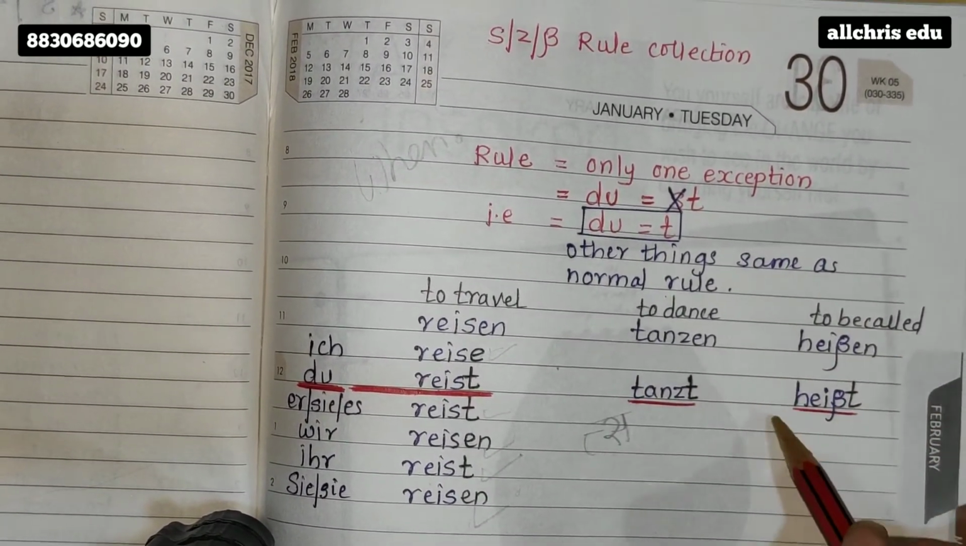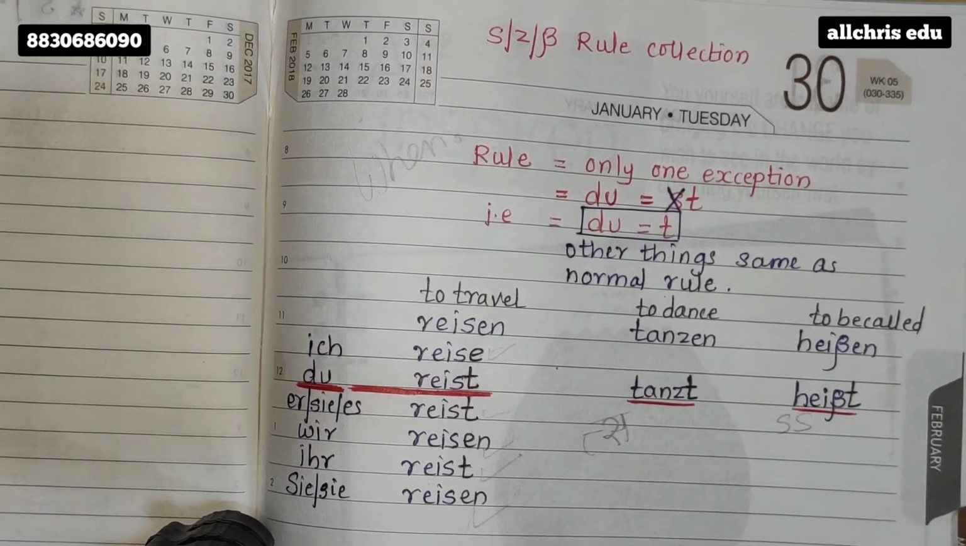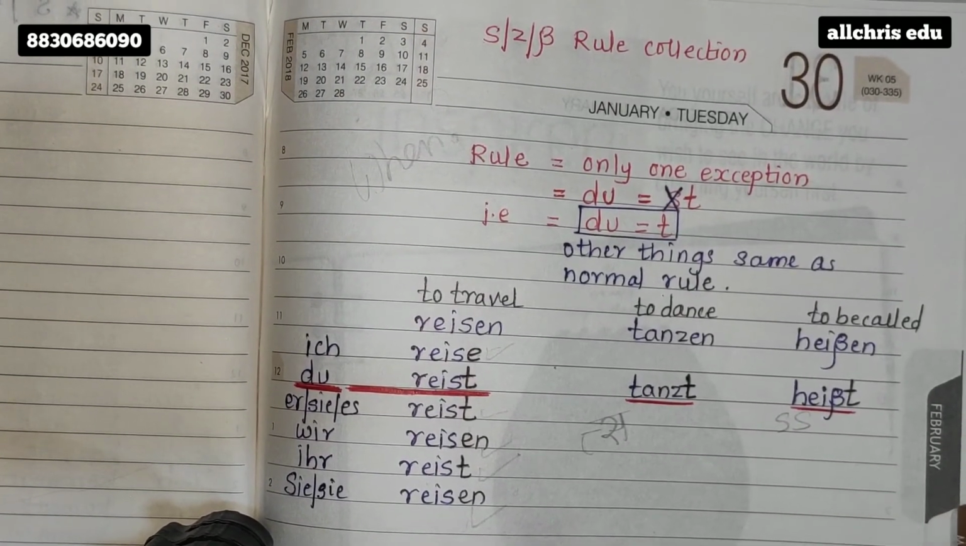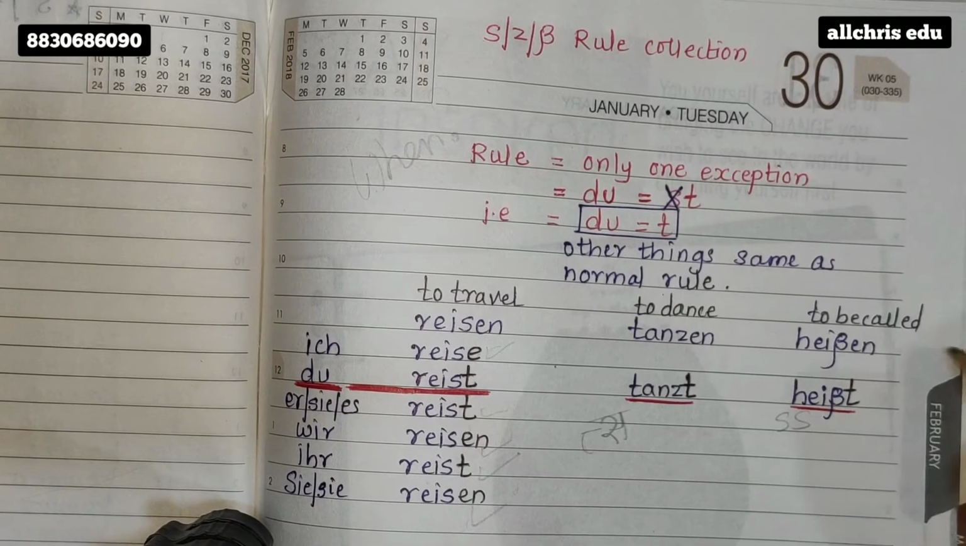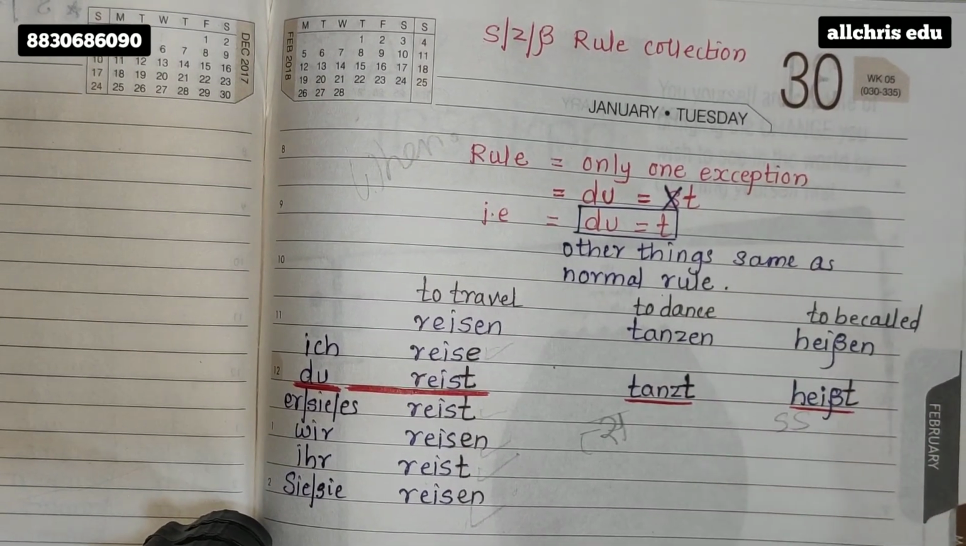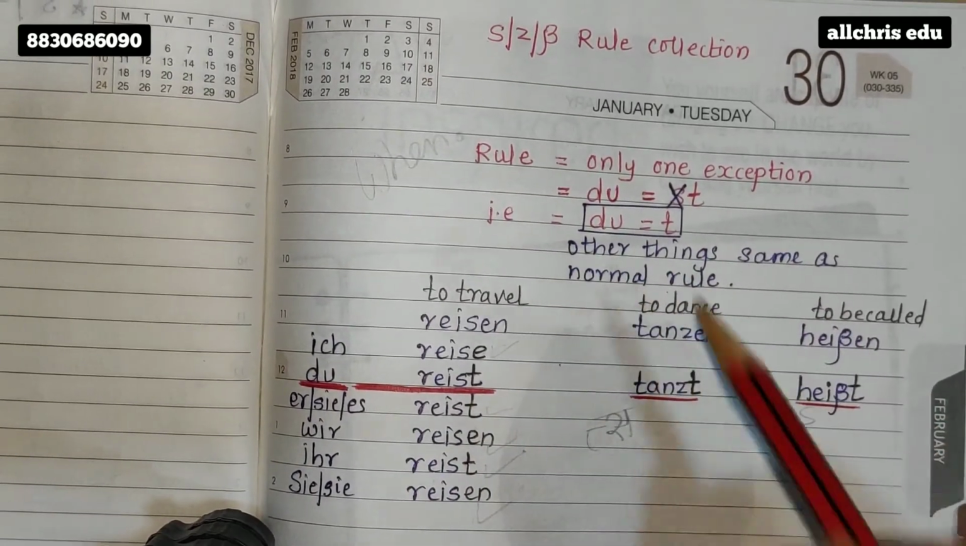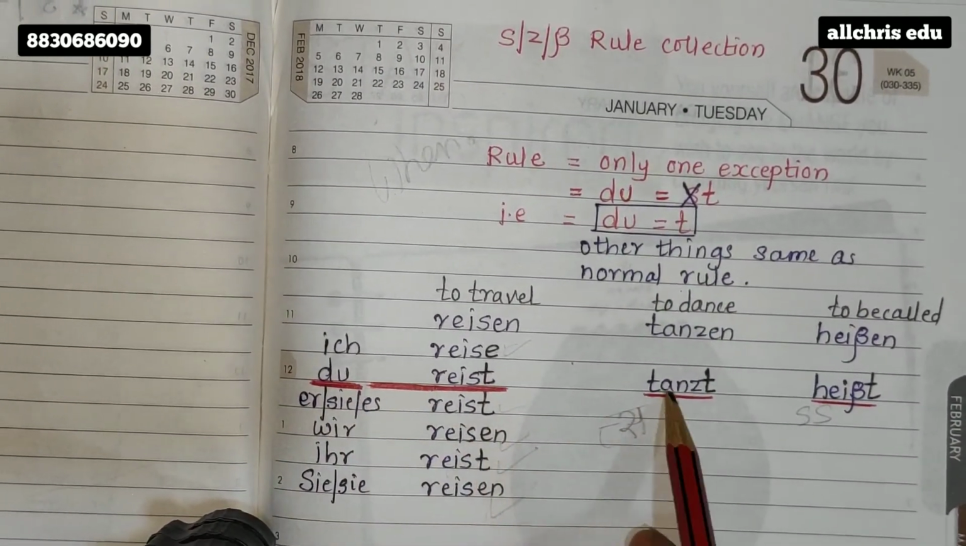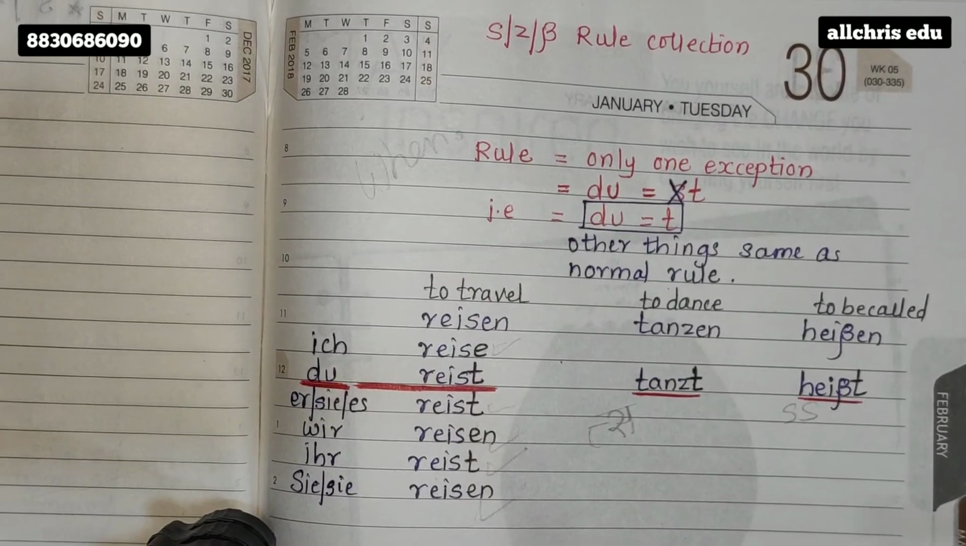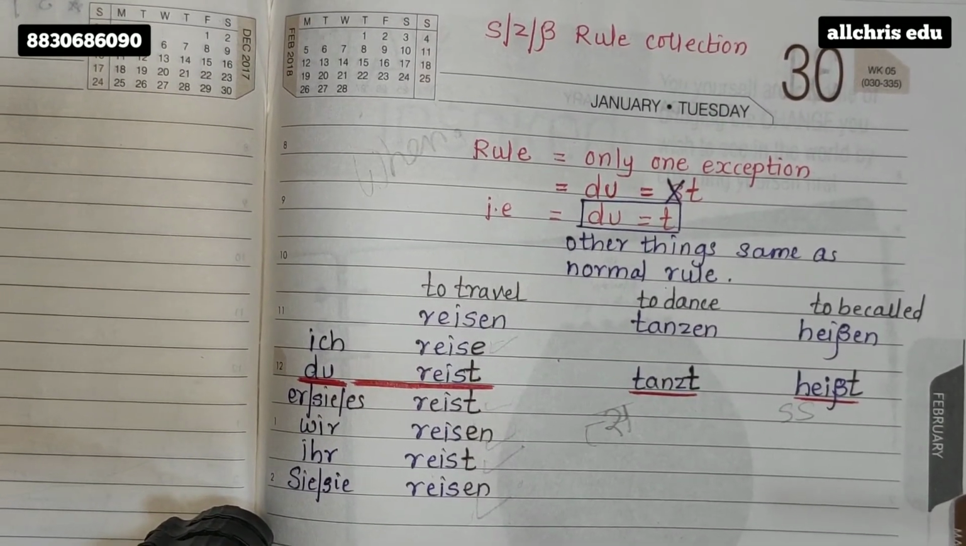Beta, this sign is also nothing but like double S. So no need to put ST, just put T over there. This is the only exception, so I have underlined only the du form. When you solve this, try to underline the du form only and keep it properly. Yeah. So this is called SZ/beta rule.